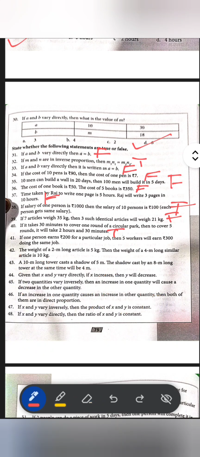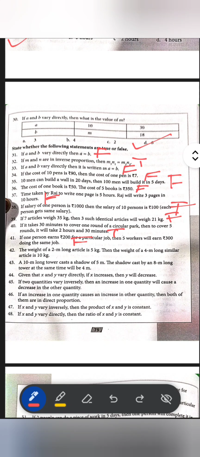Okay. Question number 41. If one person earns 200 rupees for a particular job, then 5 workers will earn 300 rupees doing the same job. One is having 200 rupees, so 5 will have 300 rupees. How is it? 5 should have 1000 rupees. So here, how is it possible? They are not equal. Okay, through the unitary method also you can solve these answers. So this is a false statement.